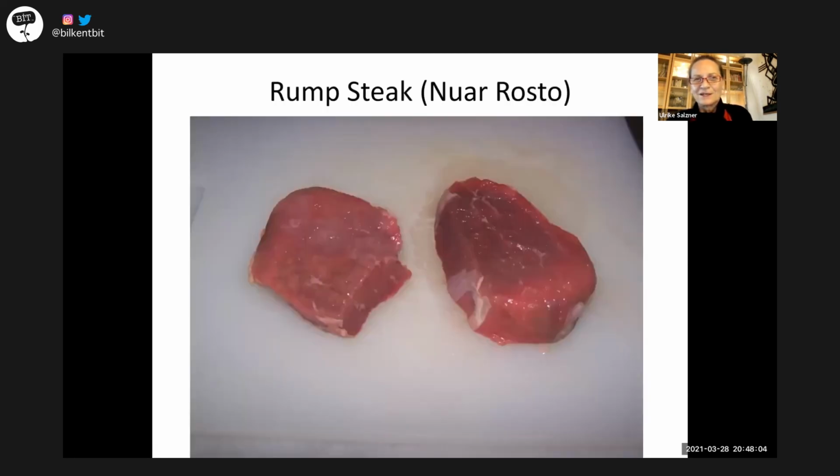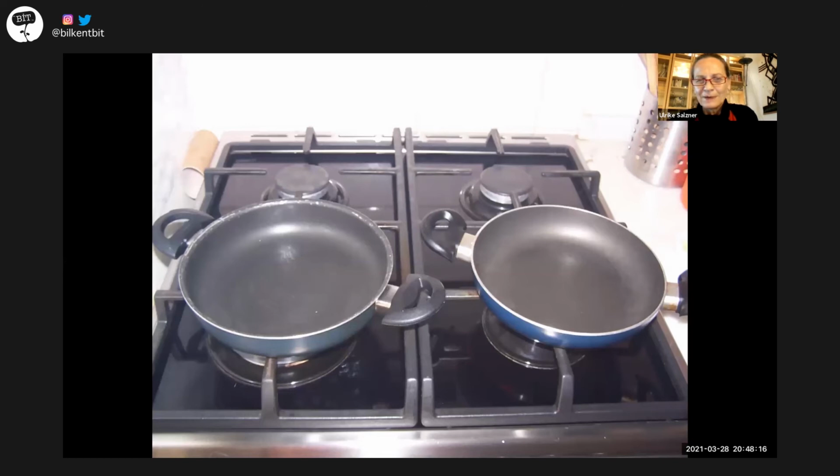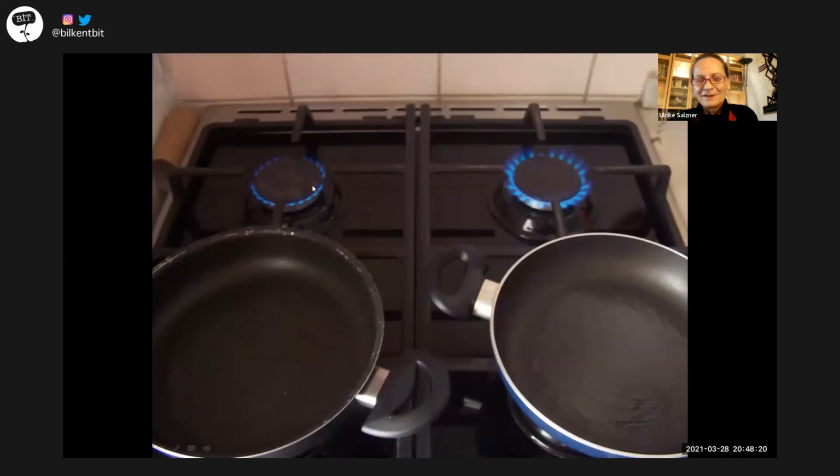Okay, so here's the picture. This was rump steak, not very marbled, but we're not trying here to make the perfect steak. This was the test for which one is losing more juice. Here are the 2 pans. These were the 2 equal ones I had. The flames, low and high. Put a bit of oil, which is the heat conductor.